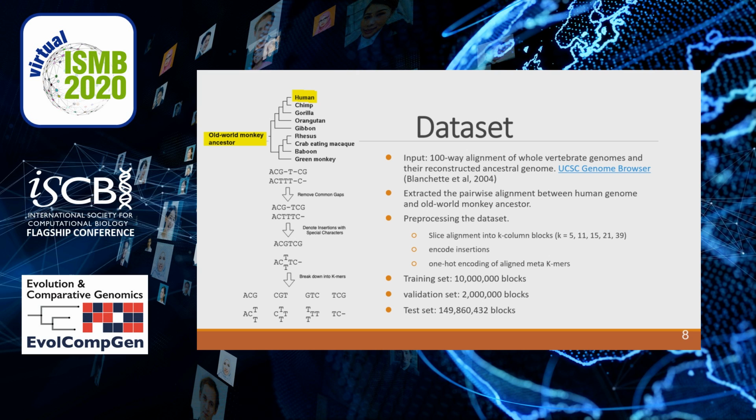We made 5 versions of the dataset with different k-mer sizes, 5, 11, 15, 21, and 39, to later test and identify the optimal context k-mer size. The dataset is then split into the training set with 10 million k-mer blocks and the validation set with 2 million k-mer blocks from the human chromosome 2 portion. The test set consists of nearly 150 million k-mer blocks from all other chromosomes. The size imbalance between the training set and the test set is intentional, so that the very large test set would enable us to accurately estimate the accuracy of the trained model.